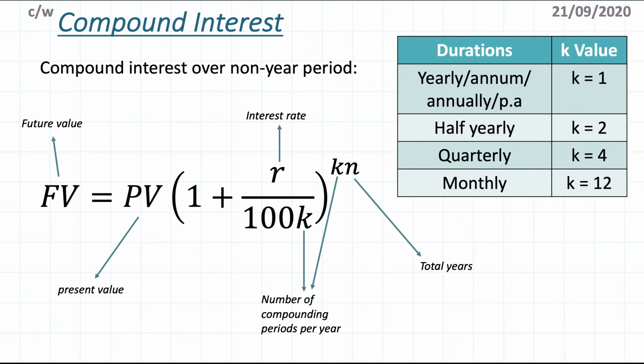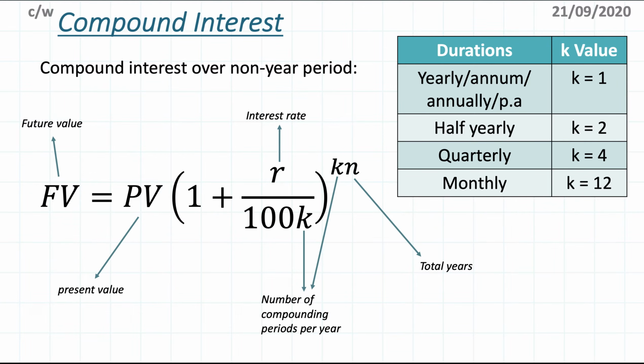So if your compound interest is yearly, then within the year you're only taking this compound interest once, so your K is going to be equal to 1. If it's half yearly, then in 1 year you're taking this compound interest twice, so your K is going to be equal to 2. If it's quarterly, then you're taking it 4 times within 1 year, so your K is equal to 4.